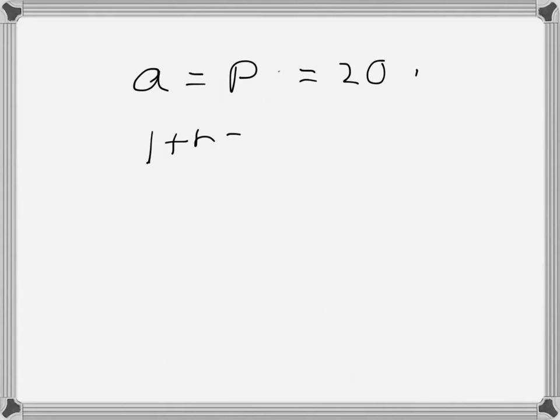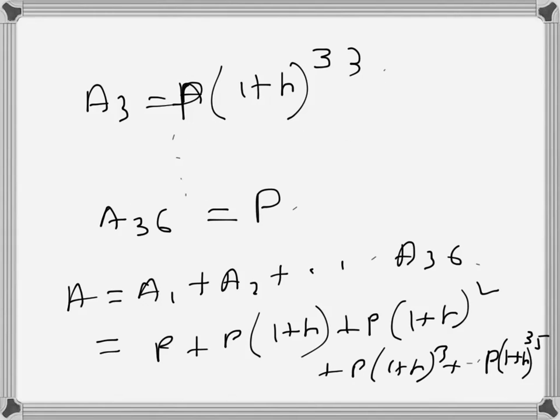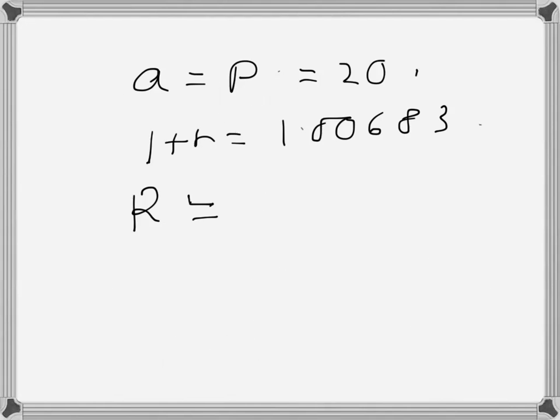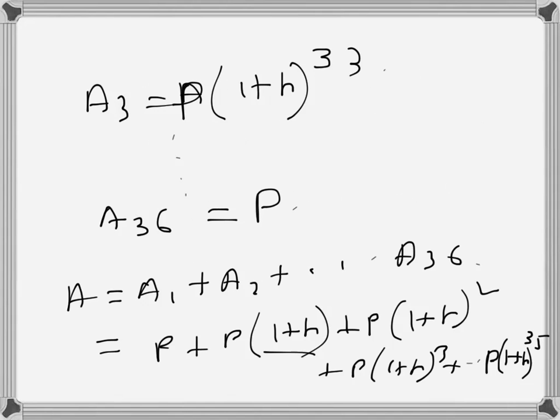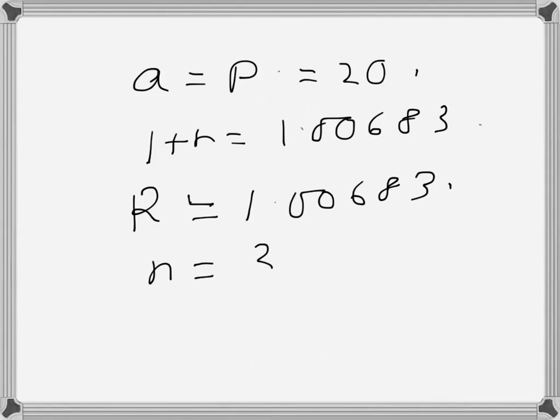1 plus R is of course 1.00683. The common ratio, let's call it capital R, is 1 plus R, which is 1.00683, and n in this case will be the number of terms. The power of 1 plus R starts at 0, then 1, and goes up to 35. So 0 to 35 is actually 36. So there are basically 36 terms.